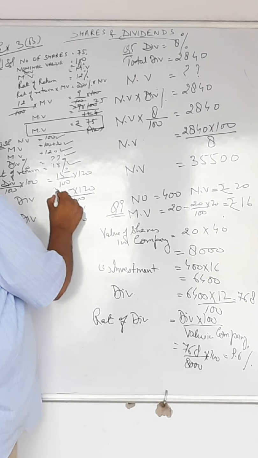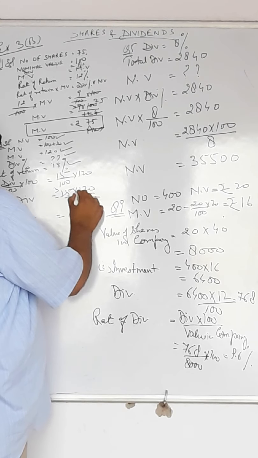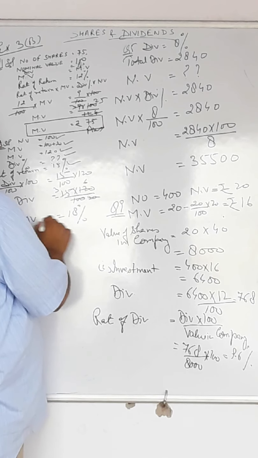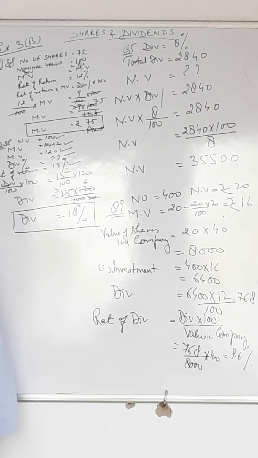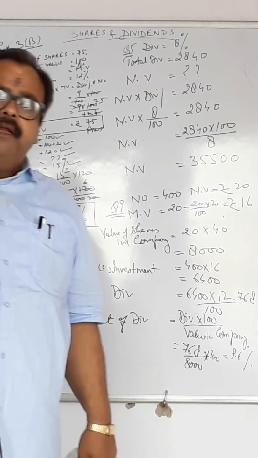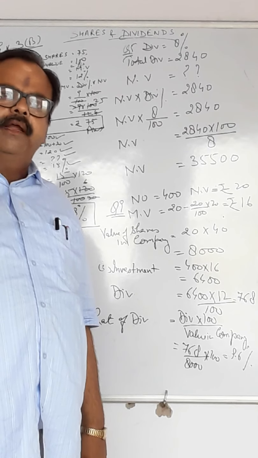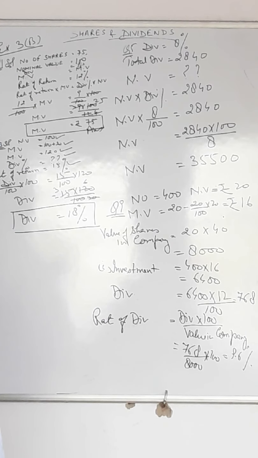5 to 3 times 20 times 22, 610. Dividend should be 18%. See the calculation clearly. The cancellation should be clear. For each and every step, the cancellation should be clear. See if any doubt in any step.